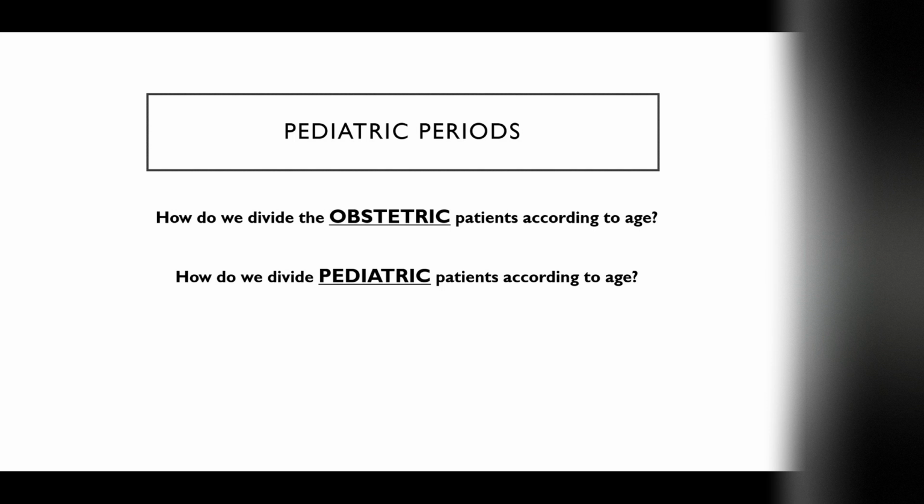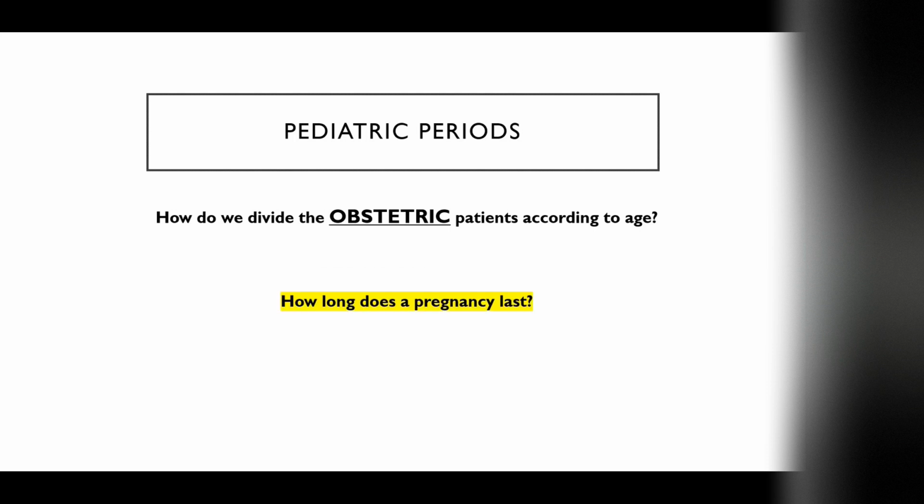Then we have to divide the periods. There are different obstetric periods and different pediatric periods. So before birth, after birth. Do you have any idea how to classify them? Yes, you know, but you don't think of it. Let's go first with the first question, which is how long does a pregnancy last? This is what they ask in obstetrics. How much? 39 weeks.